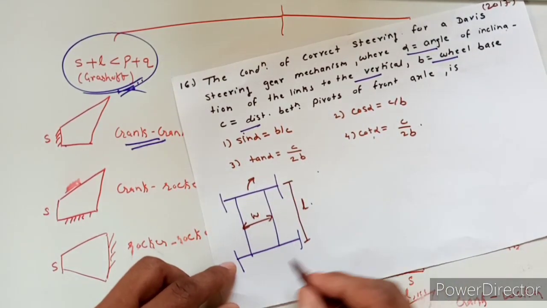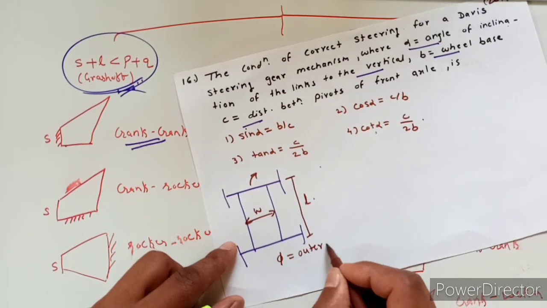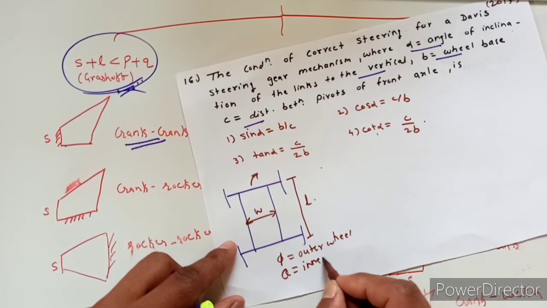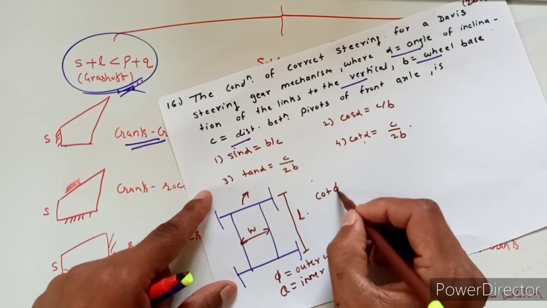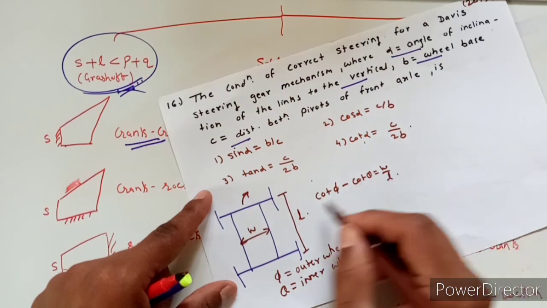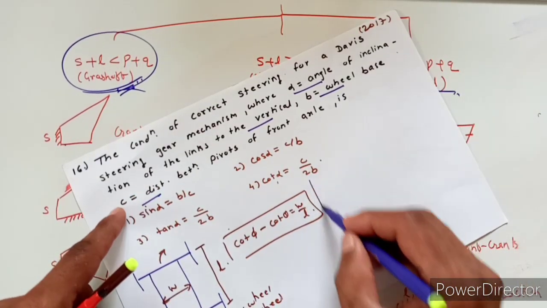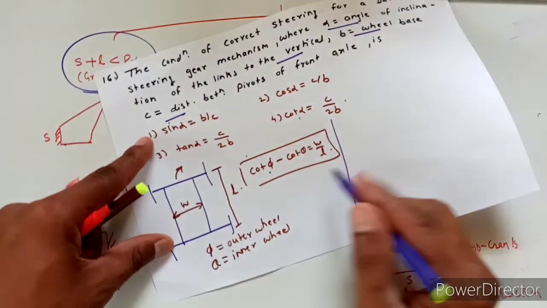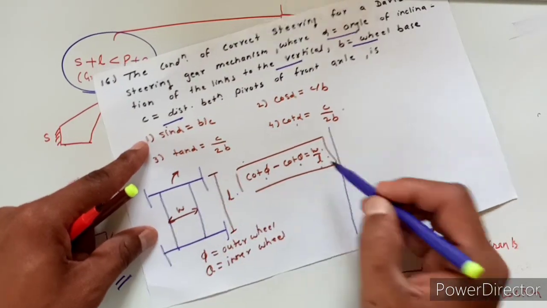If you take the turn, so let phi be the angle turned by outer wheel, and theta is the angle turned by inner wheel. The condition of correct steering is cot of phi minus cot of theta equals W by L. This is the fundamental equation of correct steering. This is the first equation you will remember. Phi is the angle turned by outer wheel, theta is the angle turned by inner wheel, W is the width, and L is the wheelbase.